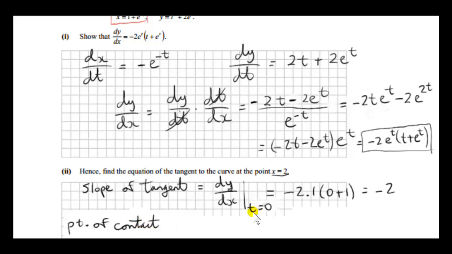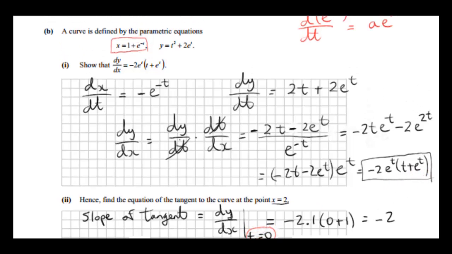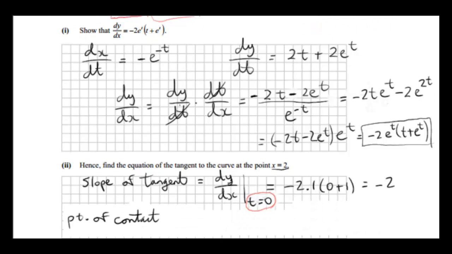We know that point of contact occurs when t is 0. So without knowing what the curve looks like, we can plug 0 in for t into these two equations and figure out the x and y values at that point. So if we plug 0 in here, we get x equals 1 plus 1, which is 2. If we plug 0 in here, we get 0 plus 2 times 1, or 2. So the point of contact is actually 2, 2.